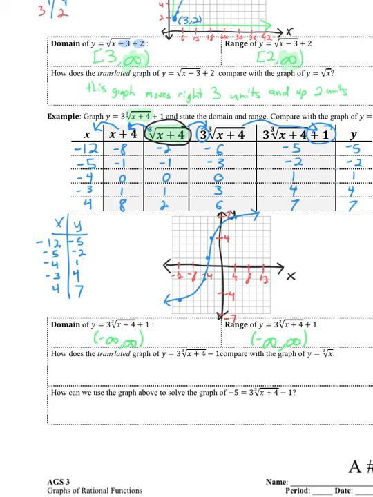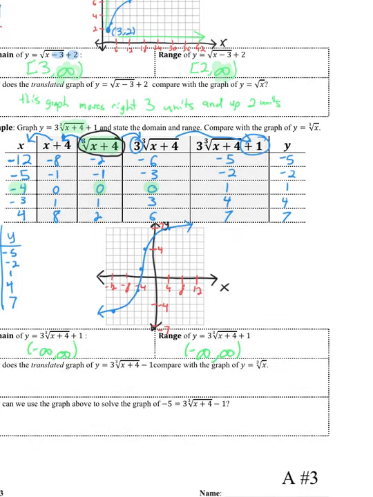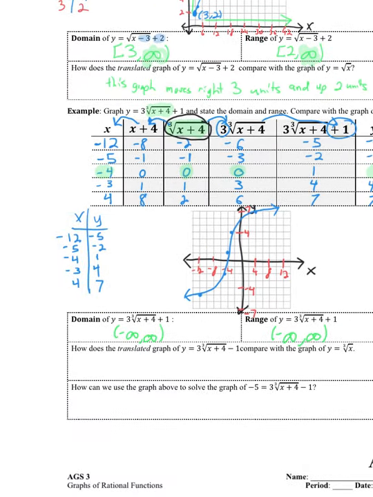Okay. Now again, how does this translate? What's being translated here from the parent function? Normally this function is centered around the point (0, 0), like I plugged in 0 for x and got 0 for y. But in this case, it's (-4, 1). So essentially this is the center of it, the (-4, 1) right there. So this function moved to the left 4 units and up 1 unit.